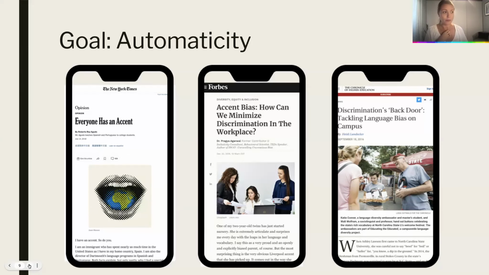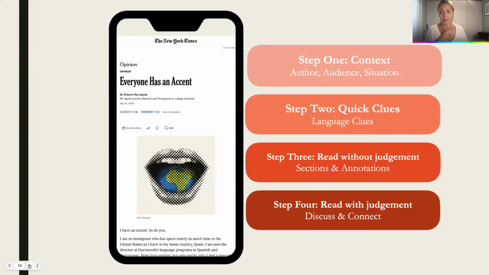You can go to the next one. So when we're reading, we go through typical reading routines, finding clues from context, and then what I'll share with you today are language clues that can help them prepare for the reading. And then, of course, reading without judgment and reading with judgment.